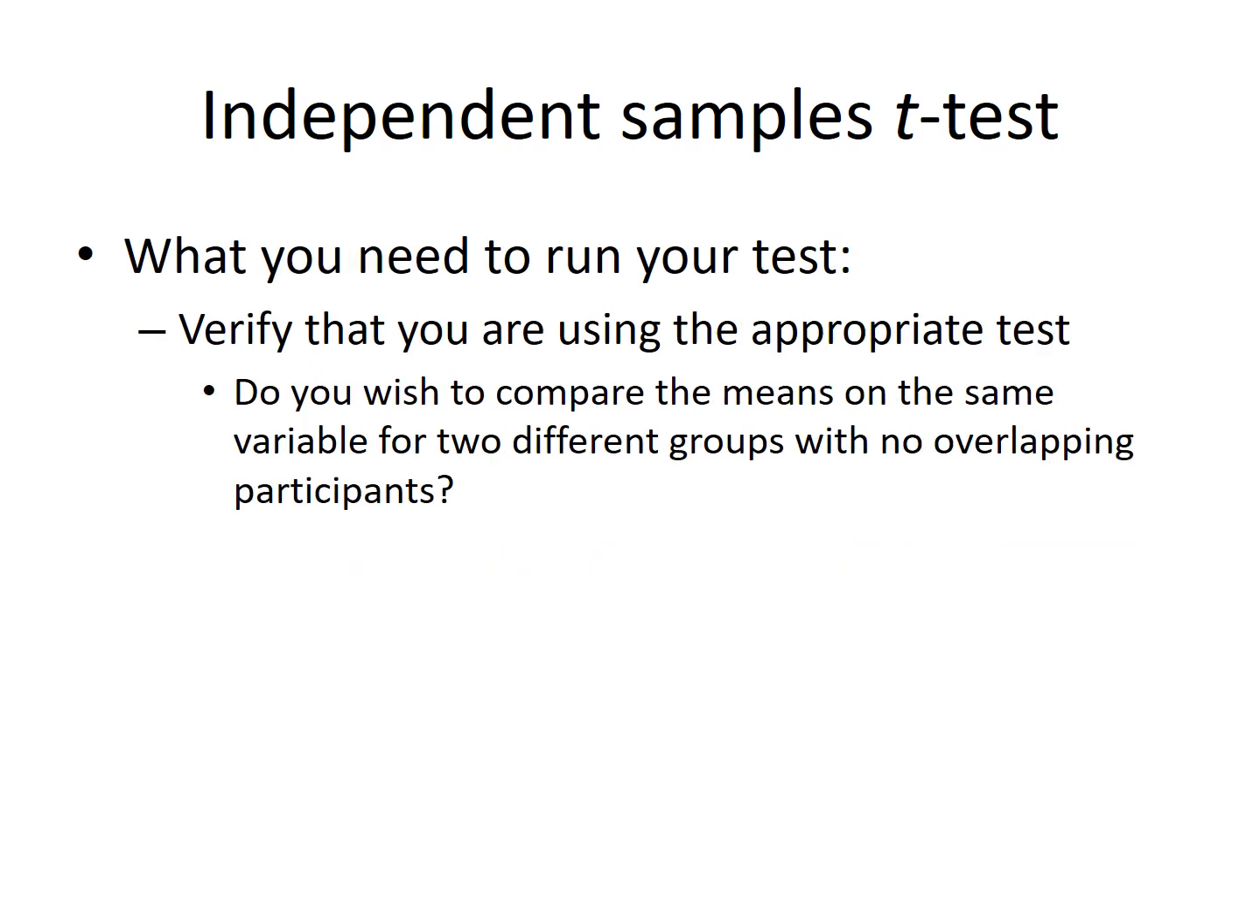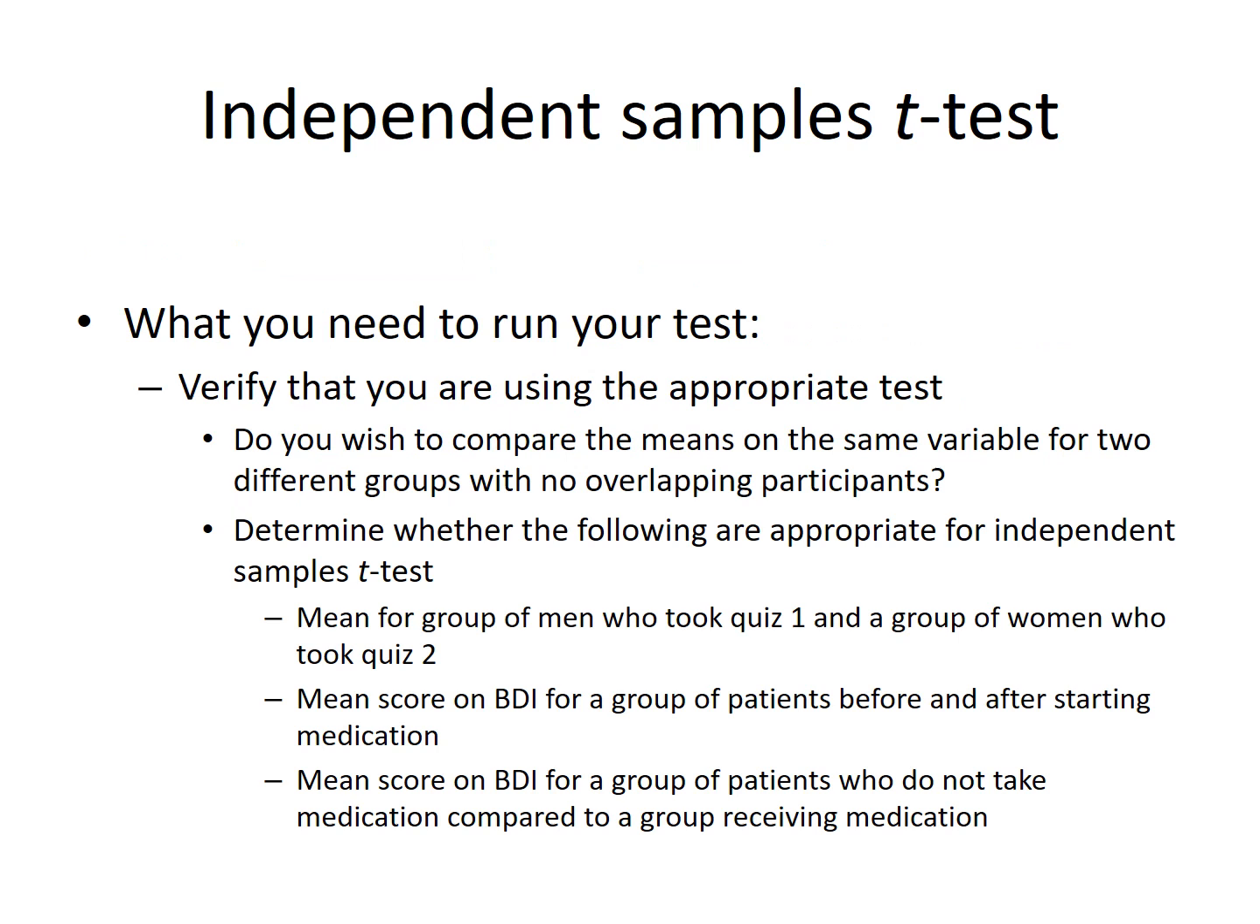So as noted, you want to verify that you're using the appropriate test before starting. I've already described that in detail. When we run our test, we're going to want to find the components necessary, that is the mean for each group, the variance for each group, and the sample size for each group. So that means we're going to have 6 important pieces here when we're using our test.